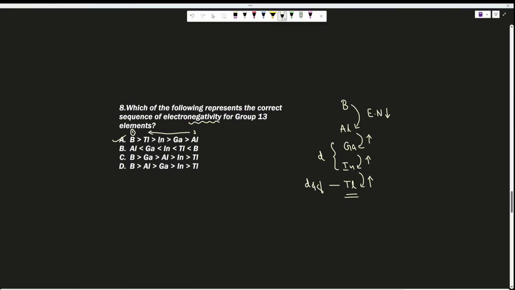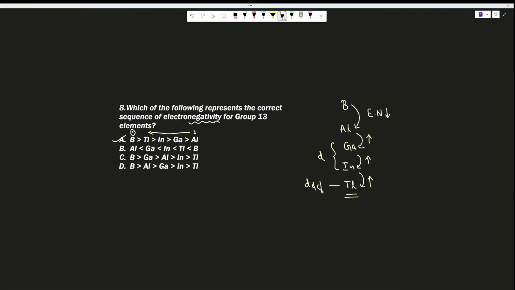See now, gallium, indium, thallium. Boron, then aluminium here, gallium, indium, thallium. So you have to remember this order. Electronegativity is in this order. Yes, next one.